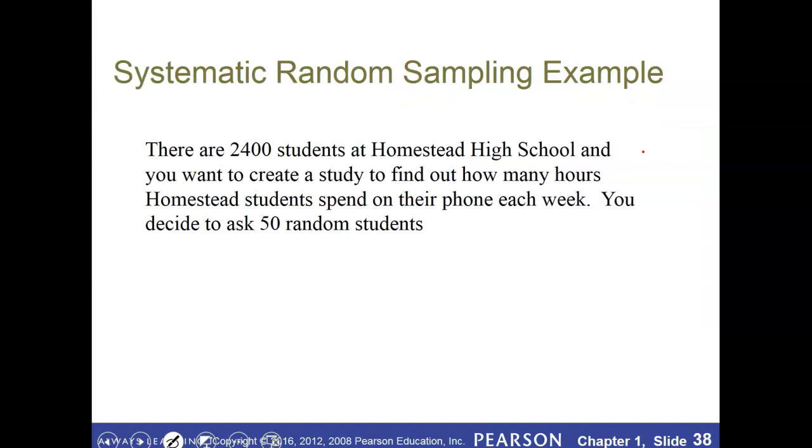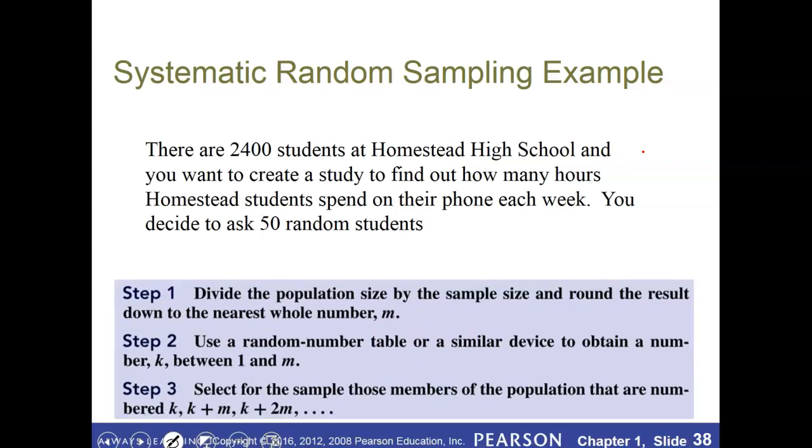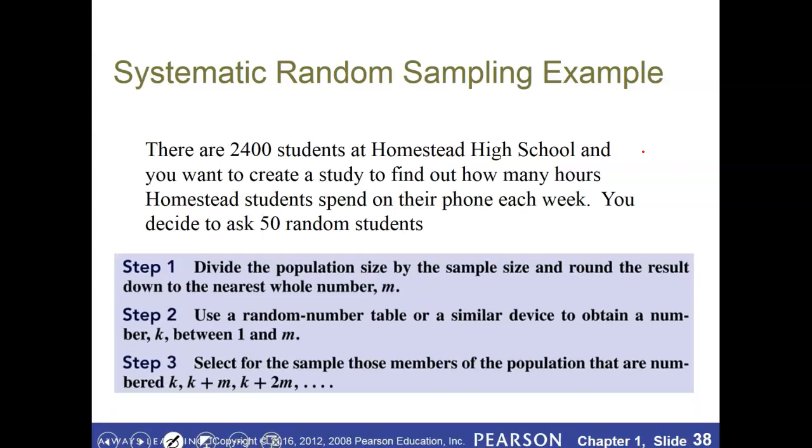Suppose there are 2,400 students at Homestead High School, and you want to create a study to find out how many hours Homestead students spend on their phone each week. So you decide to ask 50 random students. Okay? So we want to do this as a systematic random sample. The first thing that we would do is take our population size, which is 2,400, and divide it by our sample size, which is 50. The number that we get is 48. So we're going to get a number somewhere between 1 and 48.